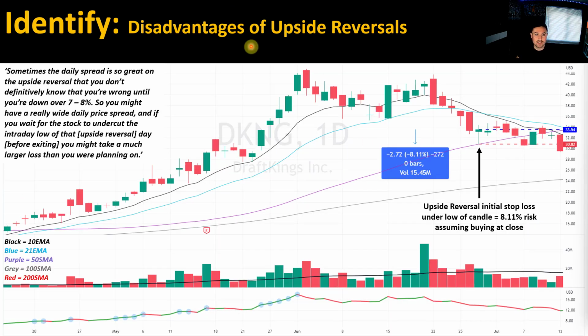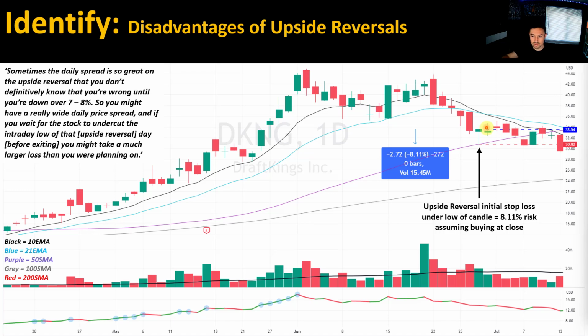A disadvantage of upside reversals, sometimes the daily spread is so great on the upside reversal that you don't definitively know you're wrong until you're down over 7-8%. So those who have read William O'Neill's book will know he had his max loss in terms of stop loss at 7-8%. He said you should not take losses greater than 7-8%. So you might have a really wide daily spread, and if you wait for the stock to undercut the intraday low of that, being the upside reversal bar, so take out the low here before exiting, you might take a much larger loss than you were planning on.